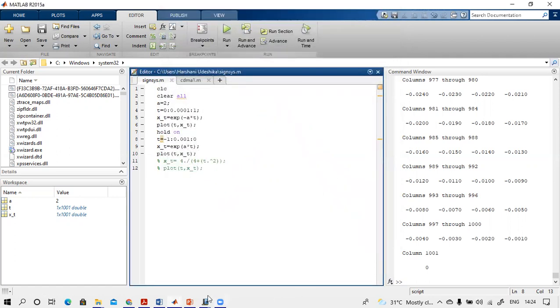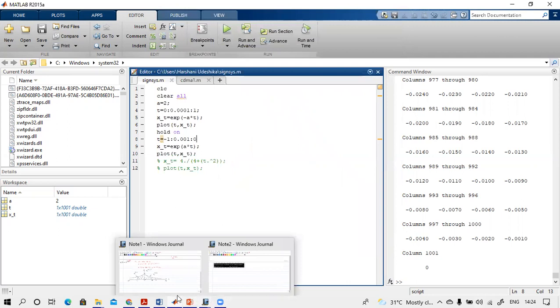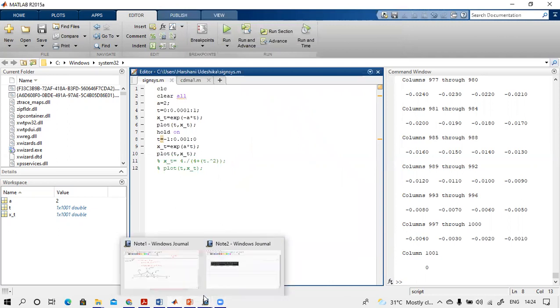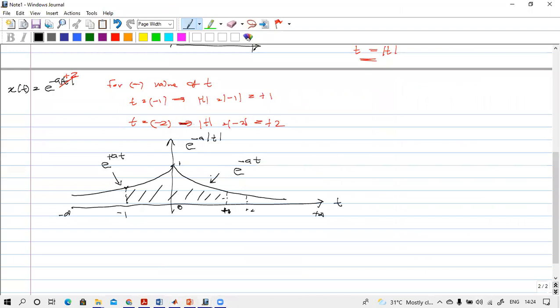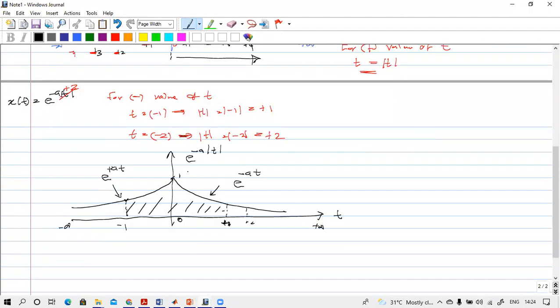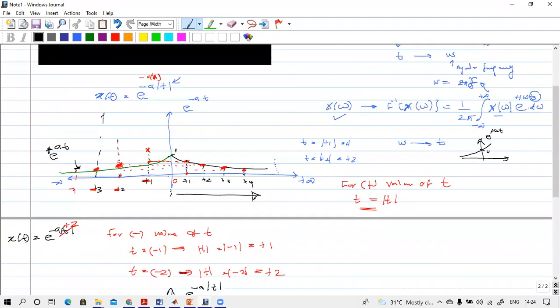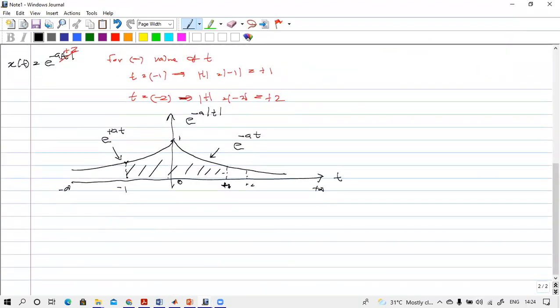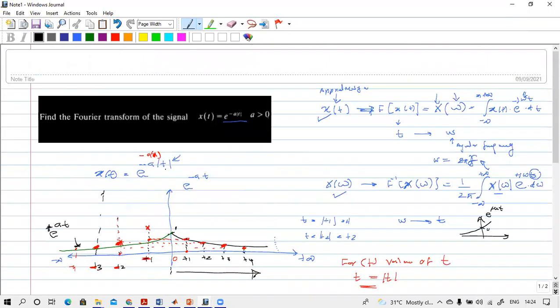So we have finally this kind of graph. I just used Matlab to show you. Now we will use that Fourier transform pair. This is called the Fourier transform pair for periodic signal, the Fourier transform and inverse Fourier transform.